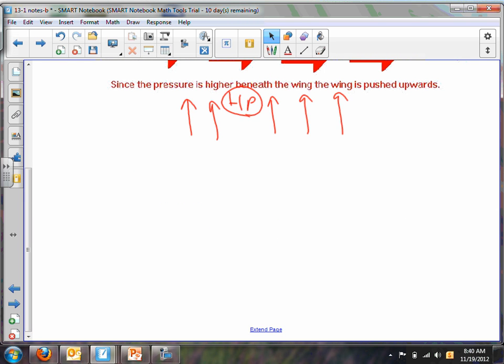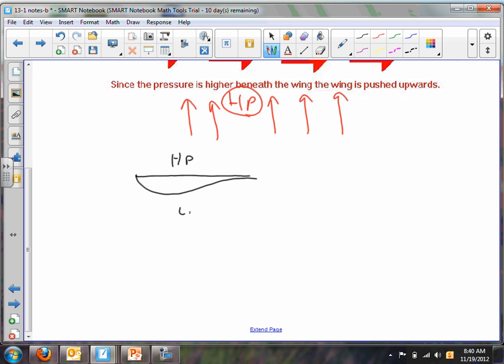The other example we said were spoilers. Well, what's the point of a spoiler? A spoiler on a car is really kind of like a wing, except upside down. So now you have high pressure on the top and low pressure on the bottom. So it's going to add extra pressure to push the tires down so they get better grip on the road.